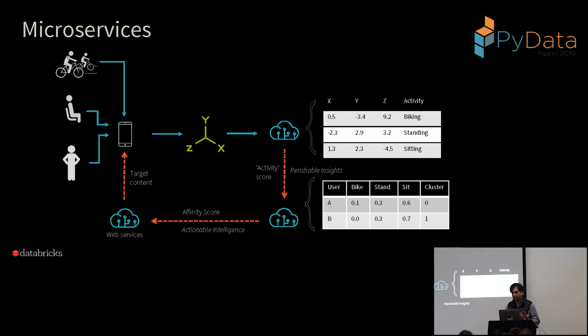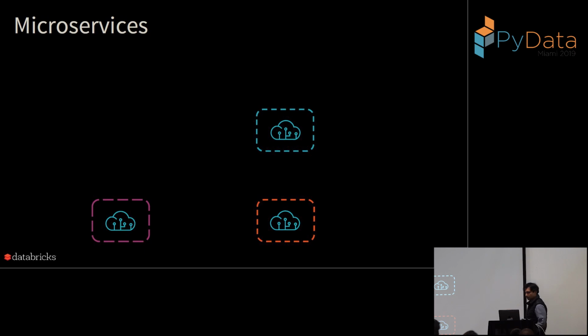And this is what I call perishable insights. You can't really do anything meaningful with this data, so it's perishable. So this needs to be fed into another model, the clustering model, or the unsupervised learning model, which clusters similar users together and generates these affinity scores. And this is what I call actionable intelligence, because you can derive meaningful information out of this. That is, you can now bucket similar users together, and you can target them with certain kinds of ads or targeted content based on their activity. So essentially in this architecture, you have 3 microservices.